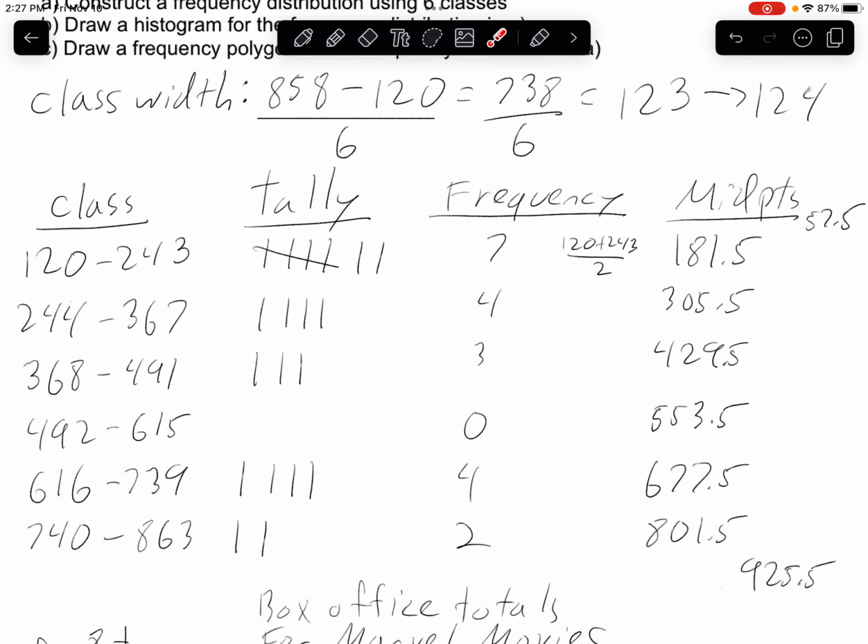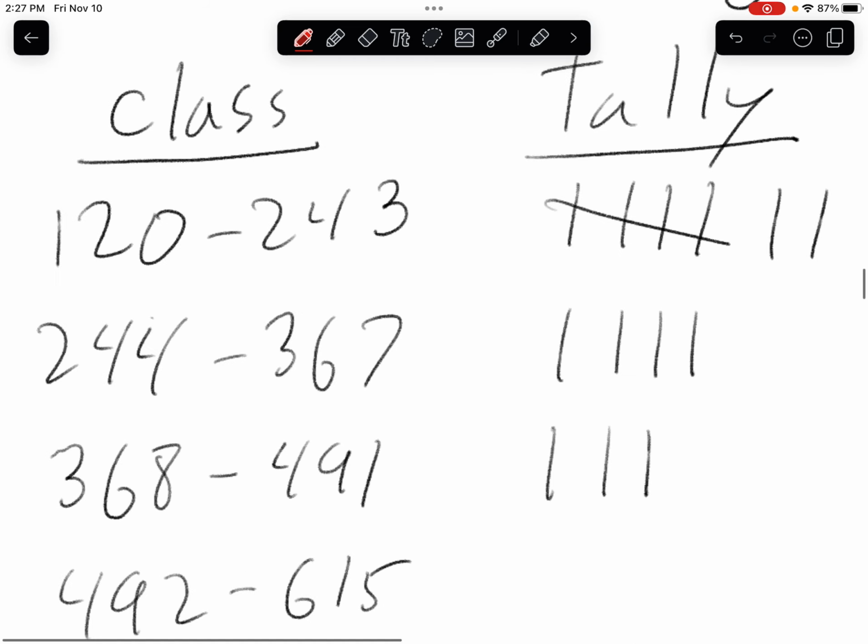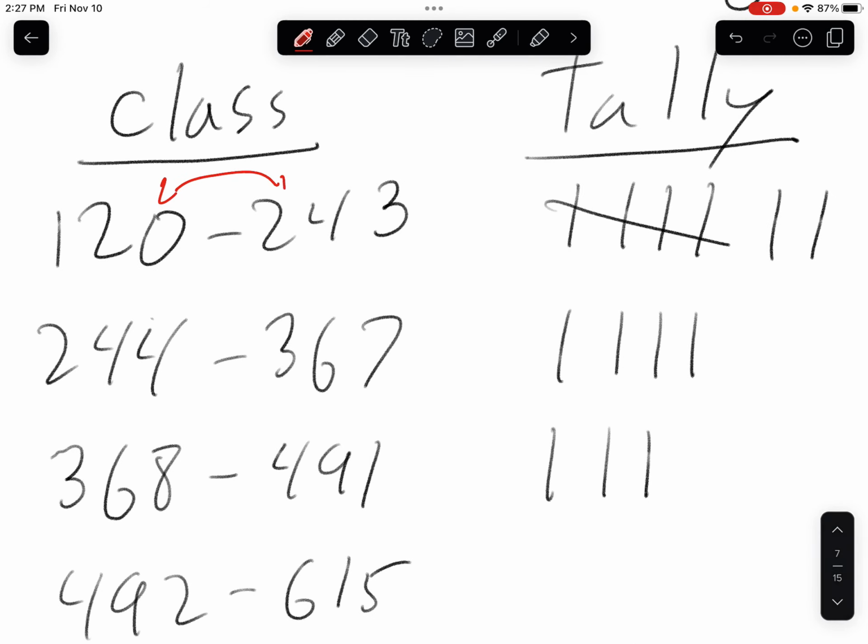I'm going to put this in permanently because it is important. It is something that a lot of us get wrong. The class width is not this difference here. The class width is this difference here.